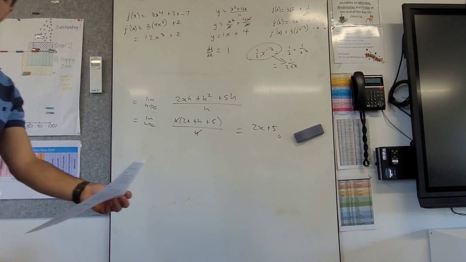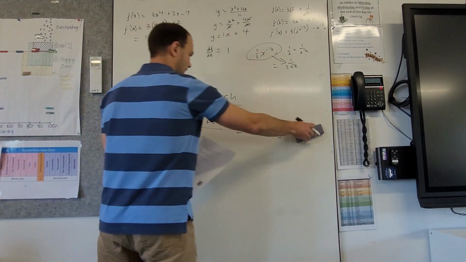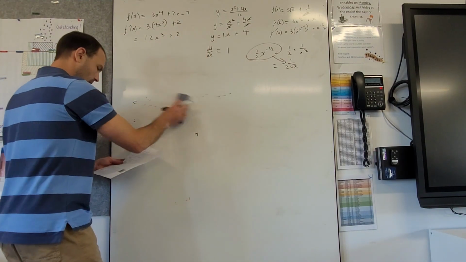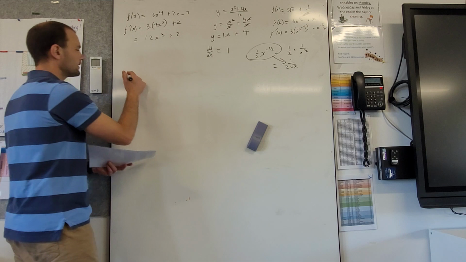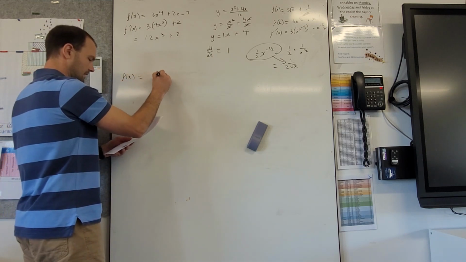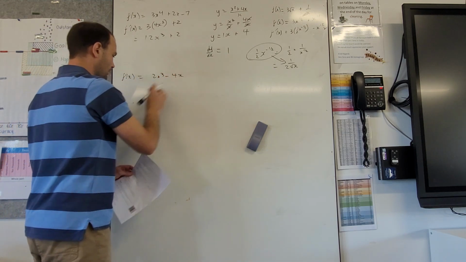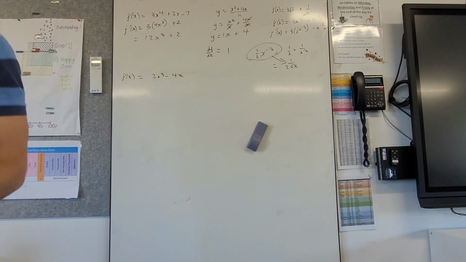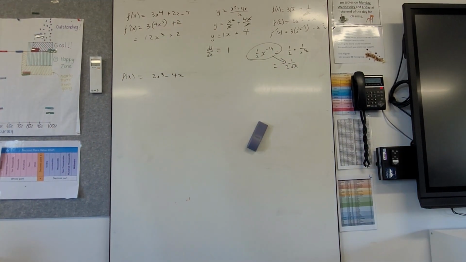Any questions? All right, so that'll be on the first page. You can expect some of those. Let's go to question 4. We have the function is 2x to the 3 take 4x. All right, we're doing a tangent at x is 1, and we're doing a normal.